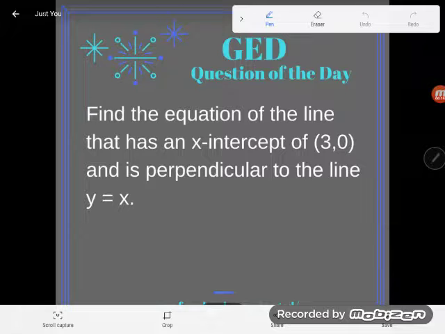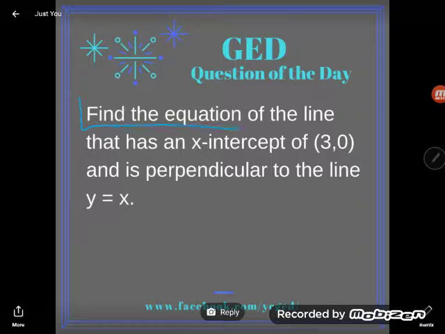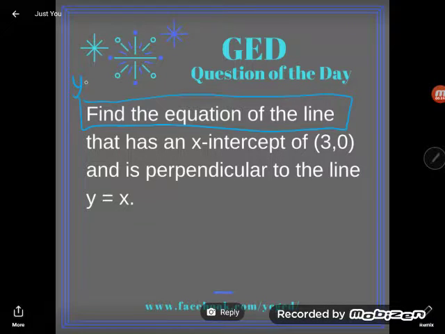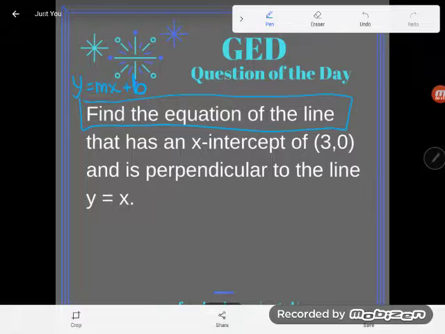It says, find the equation of the line that has an x-intercept of (3, 0) and is perpendicular to the line y equals x. Okay, so first of all, I'll just point out what we're finding. We're finding the equation of a line. The most common way to write the equation of a line is in what we call the slope-intercept form. Now, the nice thing is this equation is not something you have to have memorized. It is on your GED formula sheet, but you have to know what to do with it.